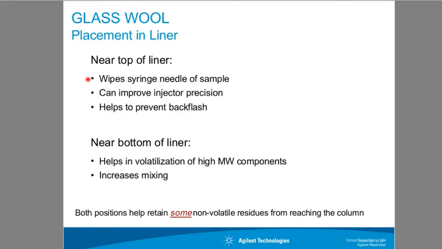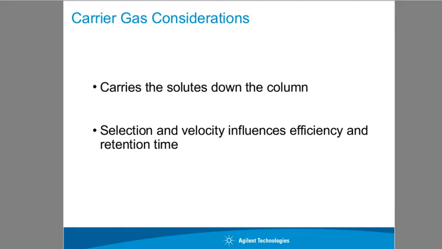Again, more justification of why we have glass wool near the top or near the bottom of the liner. Near the bottom would be more for splitless injections. Near the top would be more for split. So hopefully we've got a grasp of how to at least attack choosing a liner. We may not choose the best one initially, but there's a lot of variation, especially when we're developing a method, because we can get our chromatography and then really dial things in and get more specific with liners and things like that.